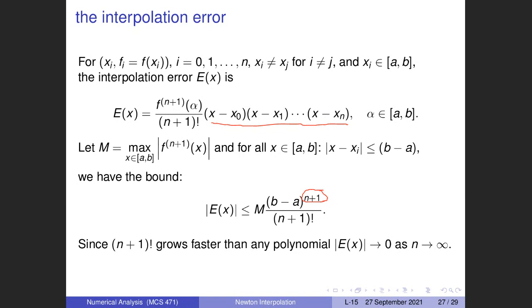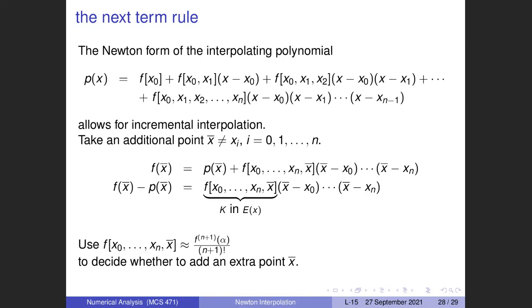So the m we typically don't know, but it's a constant. And the b minus a we actually do know. So if the interval is 0, 1, then you shouldn't worry about this exponent n+1. And this is where, on the interval 0, 1, you can hope that your error goes very fast to 0. So that's a very encouraging result.